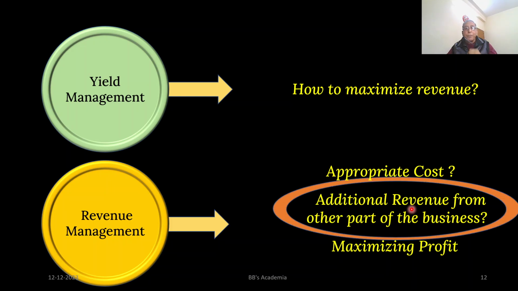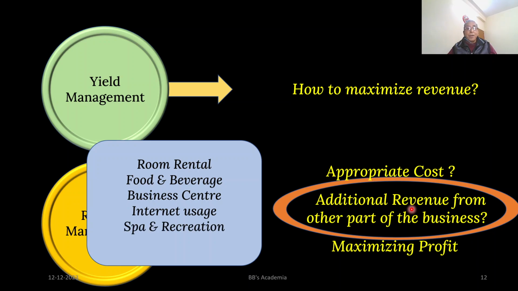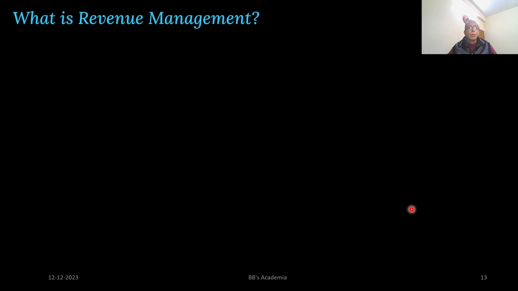Now, under additional revenue from the part of the business, what are those? If you look at room rental, of course, food and beverage, business center, as I've mentioned, internet usage and facilities, spa and recreation, and others. So this is all a part of revenue management. That is a clear difference between yield management and revenue management. So, what is revenue management then?